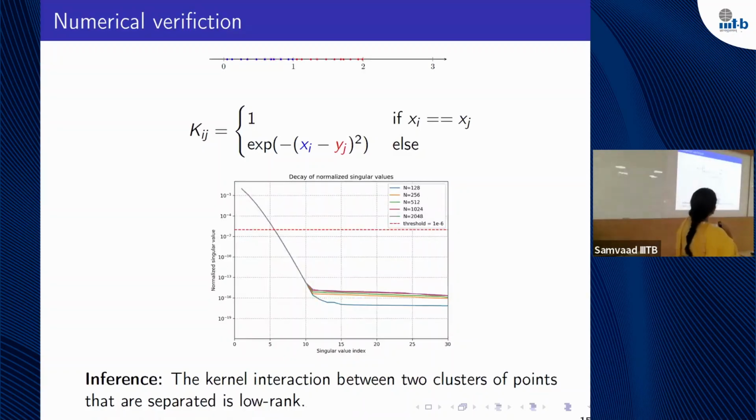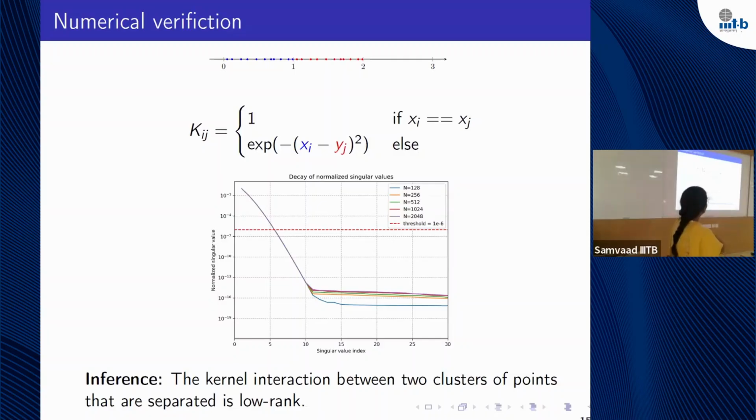Now let's look at the scenario wherein I place my x's in this region and y's in this region. That is, I consider this as, say, cluster 1 and this as cluster 2. So here cluster 1 and 2 are separated, and I again repeat the same experiment. That is, I construct a kernel matrix, then find the singular values and plot them.